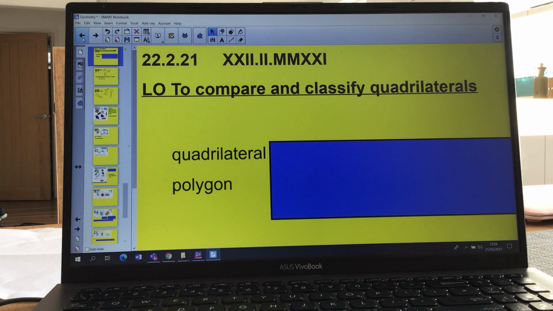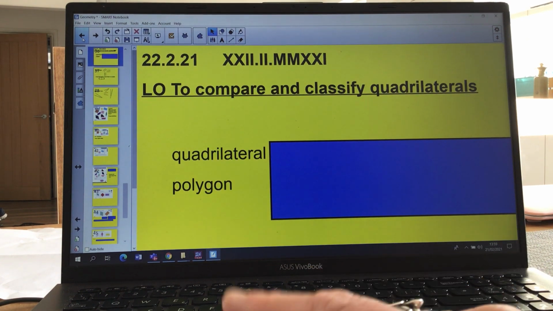Now, we finished last half term looking at some shape work, and we're going to carry on with that work in maths for the next couple of weeks. Today we're going to compare and classify quadrilaterals. I think I've already spoken to you about spelling that word quadrilateral correctly, and just make sure you do that today, children.